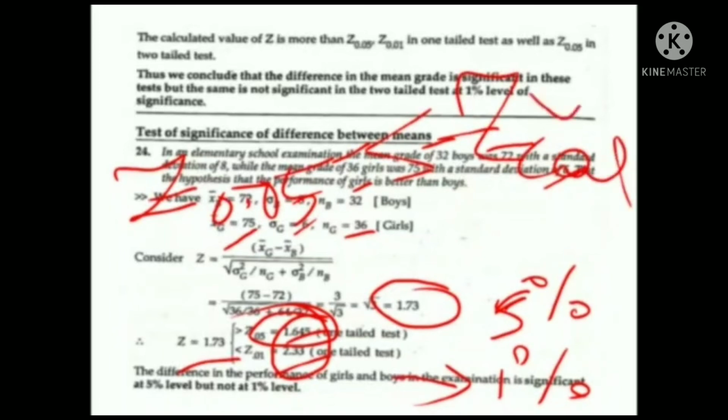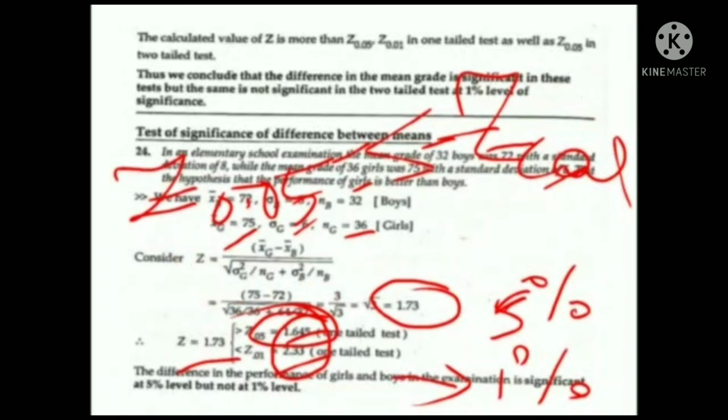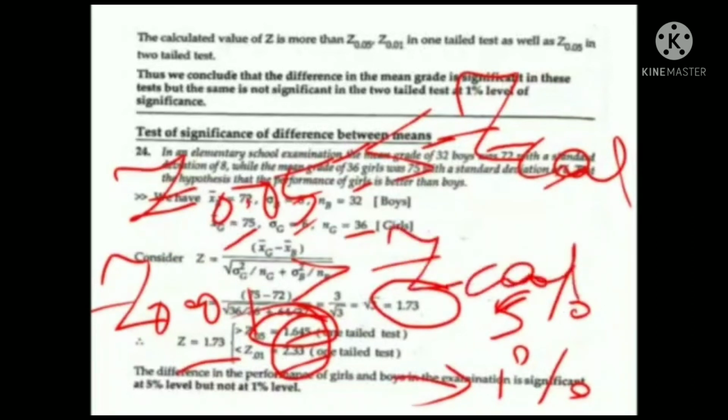Then we say that the hypothesis is accepted under 5% significance level. Okay, now let us see what is Z 0.01. Z 0.01 is 2.33, which is greater than, I think I have given you the other way around. Yes, Z 0.01 is greater than Z calculated. In the previous case it is less than, and in this case it is greater than.